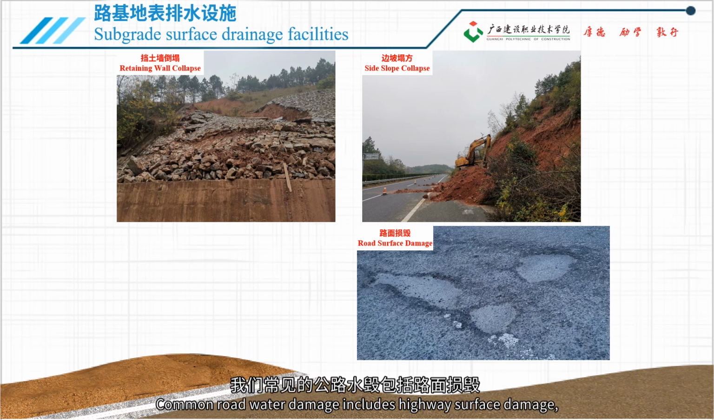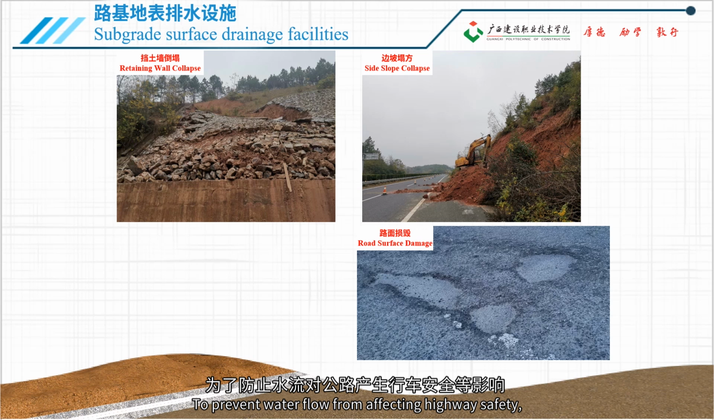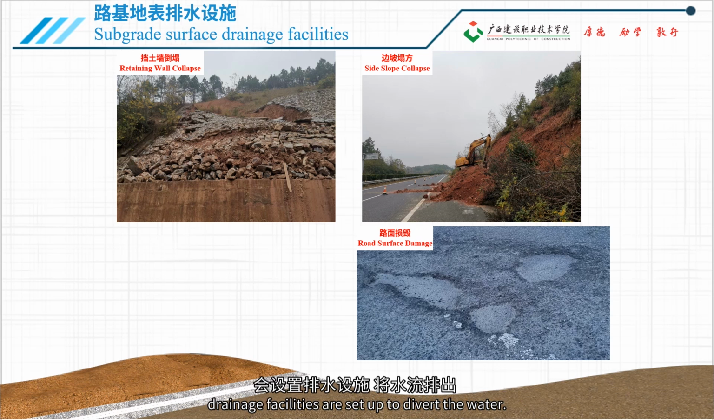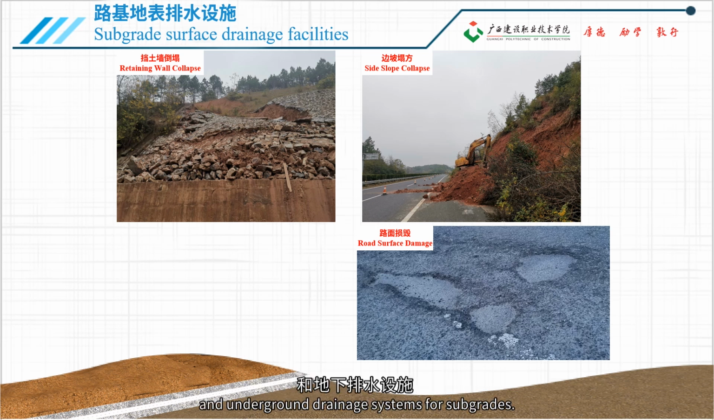Common road water damage includes highway surface damage, side slope collapse, subgrade collapse, etc. To prevent water flow from affecting highway safety, drainage facilities are set up to divert the water. Drainage facilities include surface and underground drainage systems for subgrades.